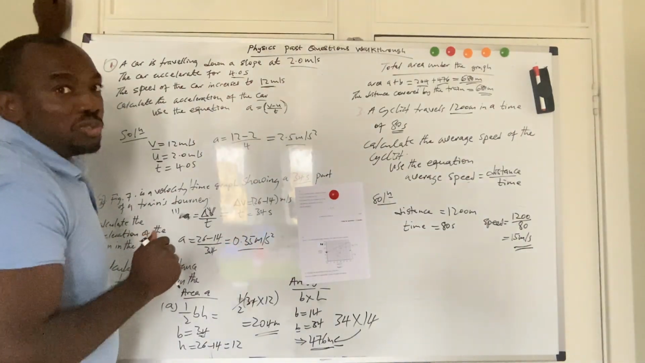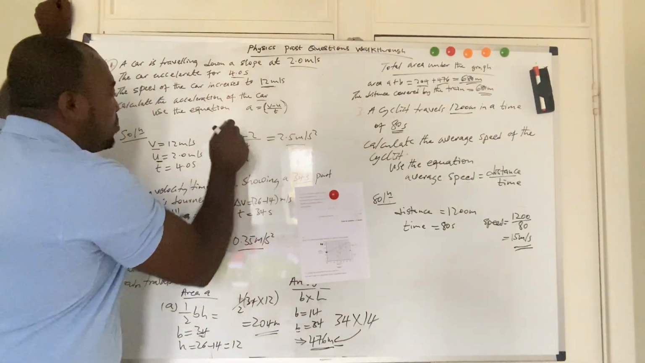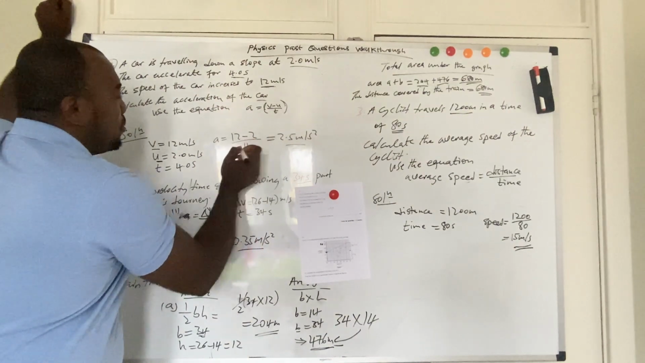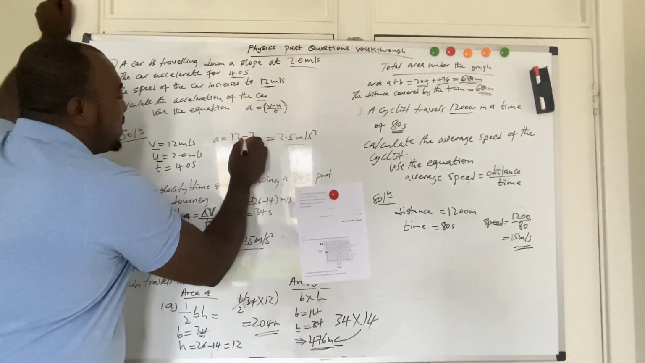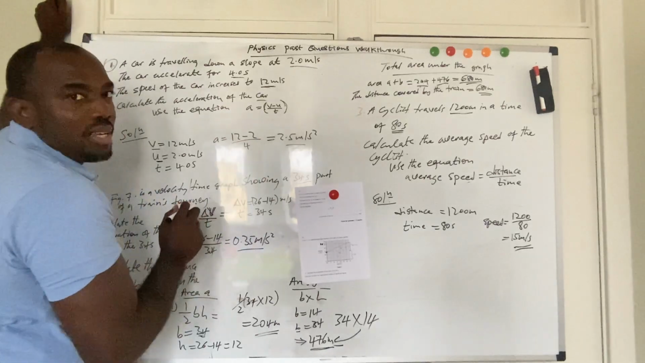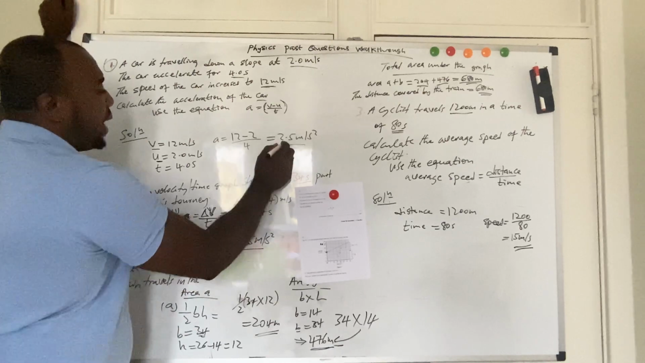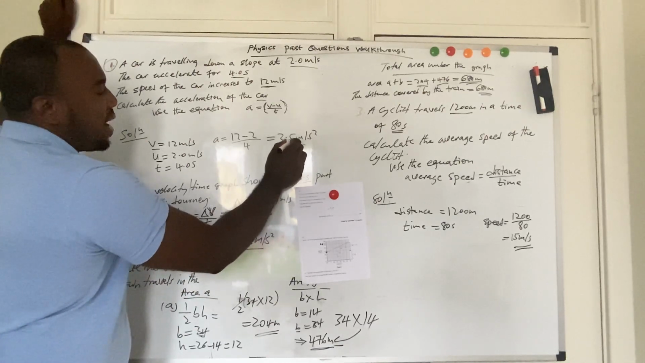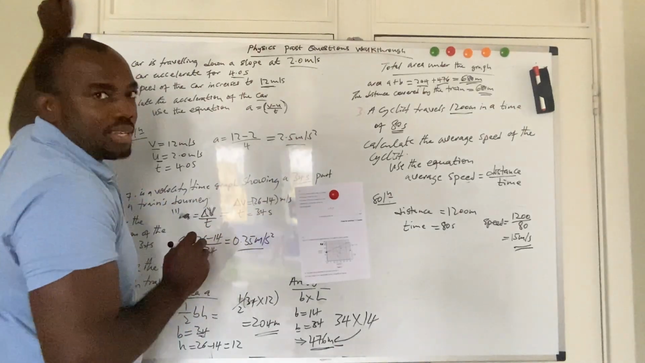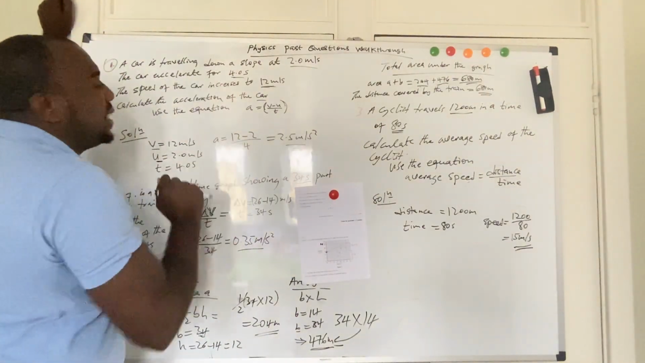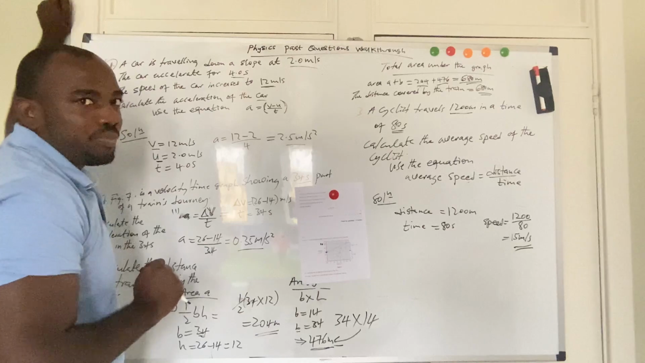So what we got to do next is to just put them here. So we got v, 12, minus u, 2, divided by t, which is 4. Now, if we do 12 minus 2 divided by 4, we are going to have 2.5 meters per second squared. So that will be our acceleration for this journey.